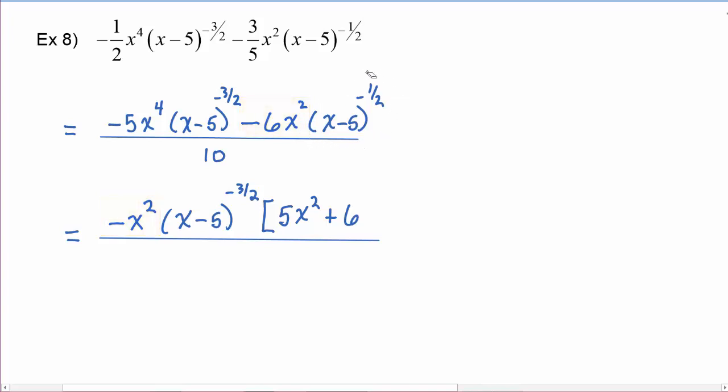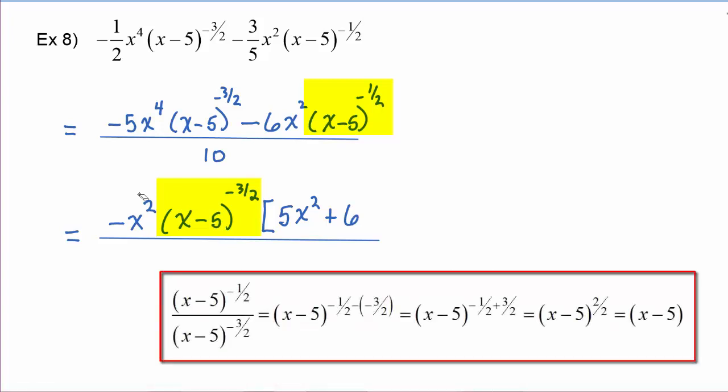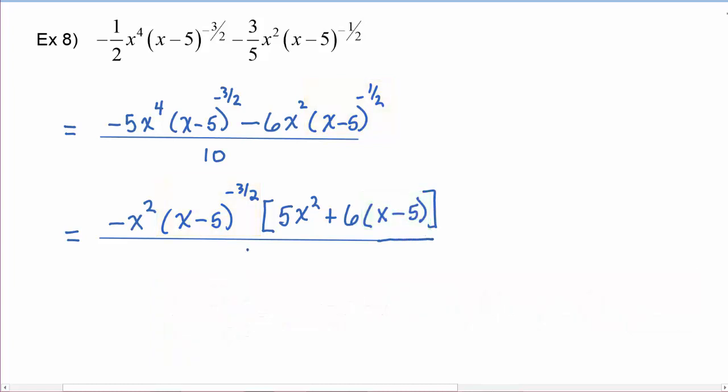Now we have x minus 5 to the negative 1/2 divided by x minus 5 to the negative 3 halves. And we know we'll be taking the exponents negative 1/2 minus a negative 3 halves, which turns into negative 1/2 plus 3 halves, which is 2 halves, which equals 1. So we're left with x minus 5 to the first power, and we know we don't have to write the exponent when it's a 1. Now in the denominator, we still have a 10, and now we're ready to simplify.